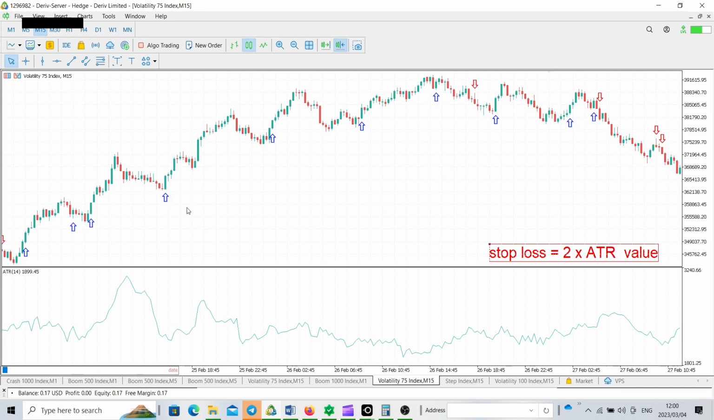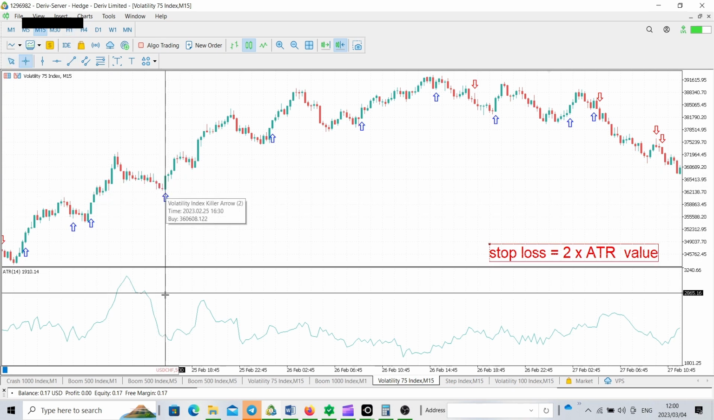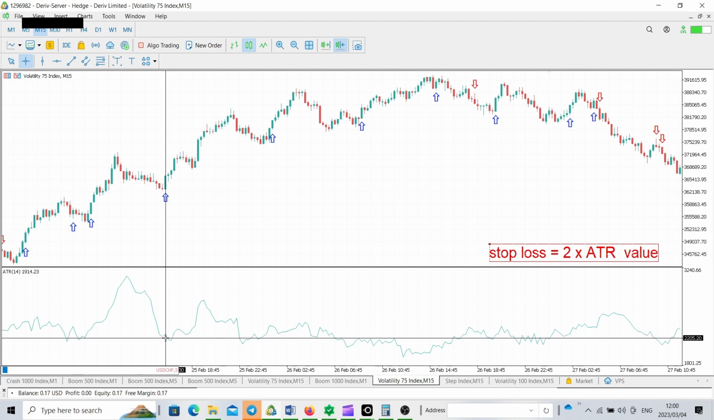So let's look at an example where we're going to be setting the stop loss. How are we going to be setting our stop loss? We're going to make use of the ATR, the average true range, with a period of 14, the default values. Then we only want the value of the ATR. For example, if we have an arrow here at this particular price, we want the value.